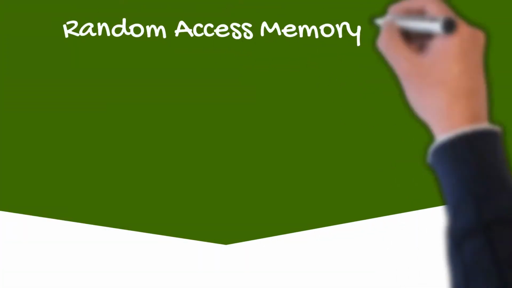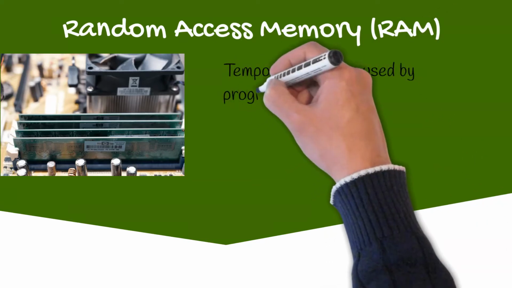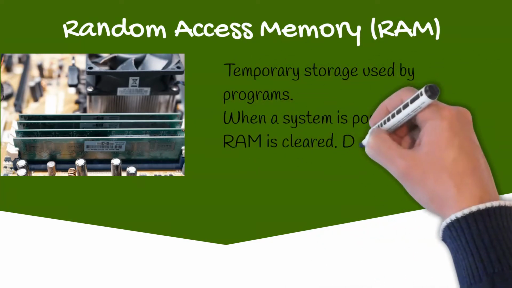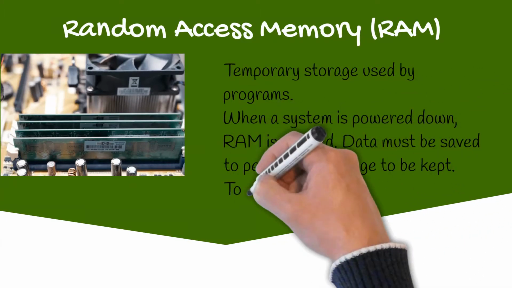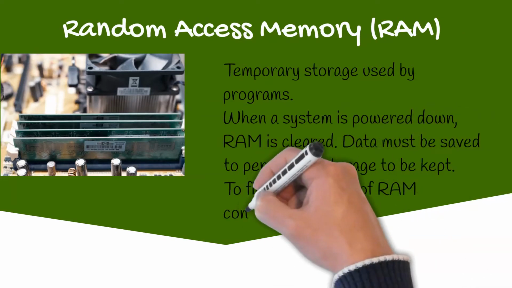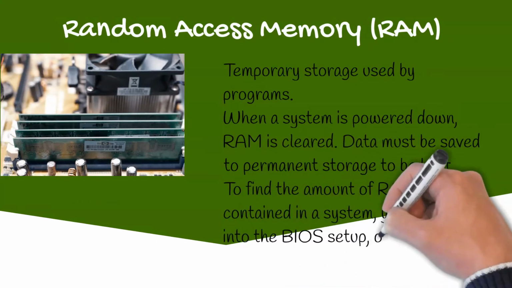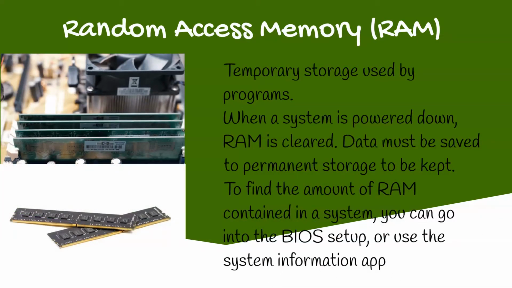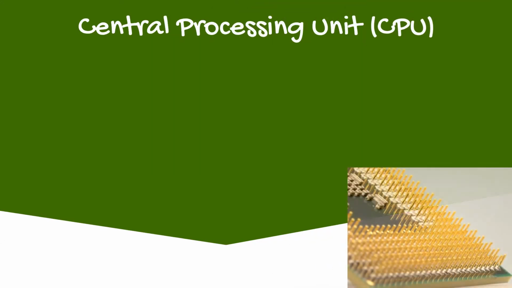Random Access Memory, or RAM, is temporary storage used by programs. When a system is powered off, RAM is cleared. Any changed or new data that is desired to be kept must be saved to permanent storage, such as a hard drive. To find the amount of RAM installed on a system, you can go into BIOS or use the System Information app.